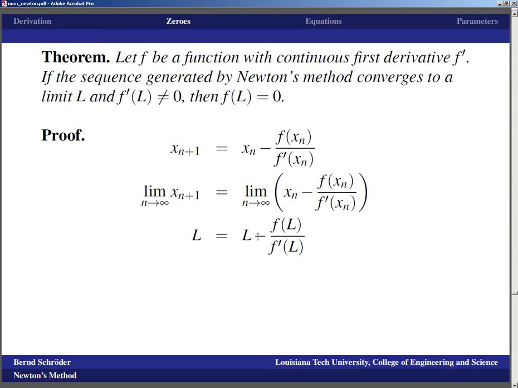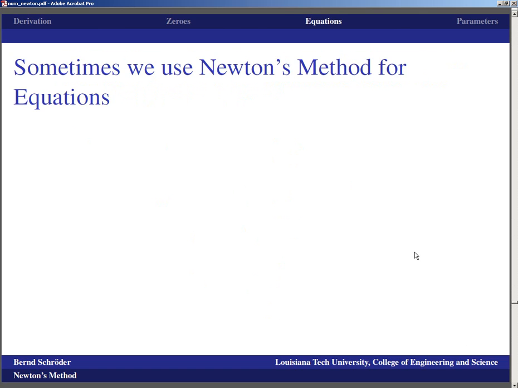And the limit of xn is L, the limit of f of xn is f of L, and the limit of f prime of xn is f prime of L. Here's where we need that f prime of L is not equal to 0, otherwise we'd be dividing by 0. If we now solve that, we realize the L's cancel, and if we then multiply by f prime of L, everything cancels, and we just end up with f of L equals 0.